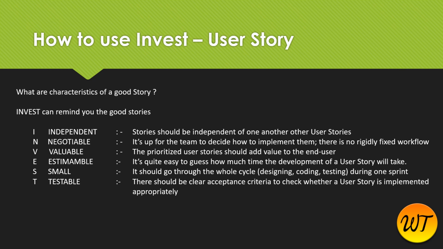Testable. There should be clear acceptance criteria. One of the most key points for the user story. To check whether a user story is implemented and appropriately done. So testers can test quickly based on this acceptance criteria.